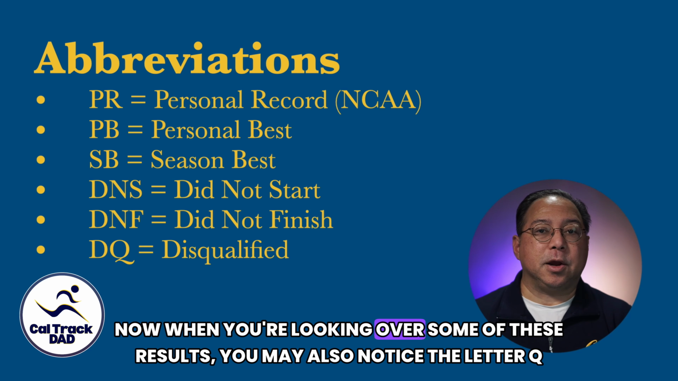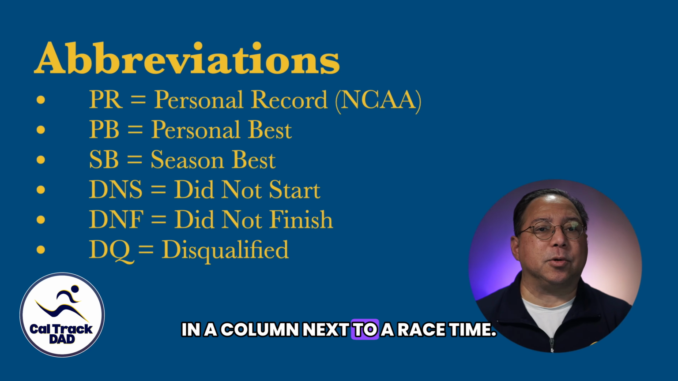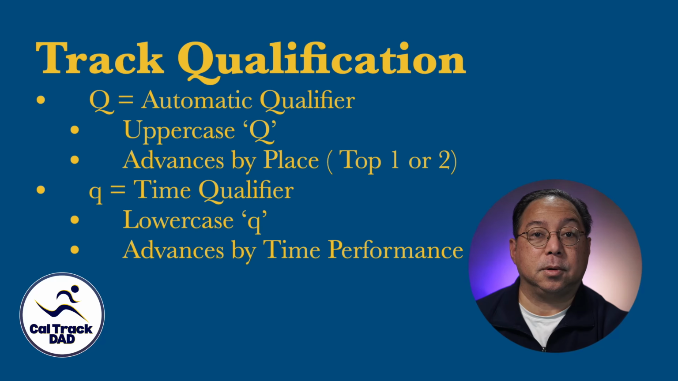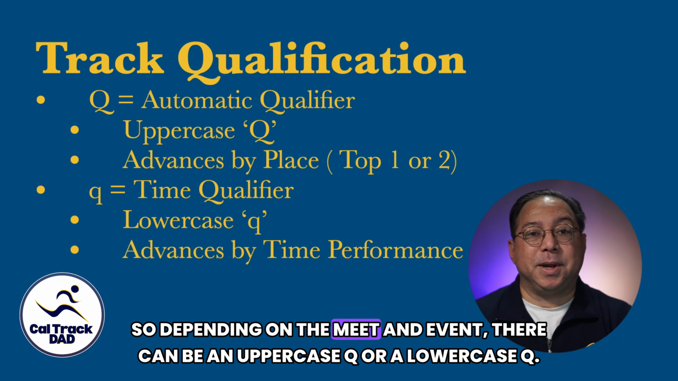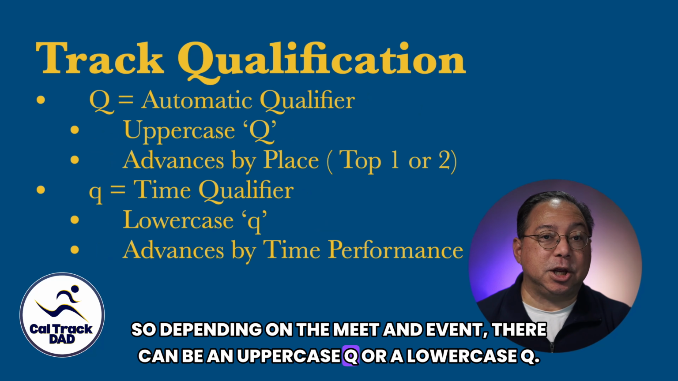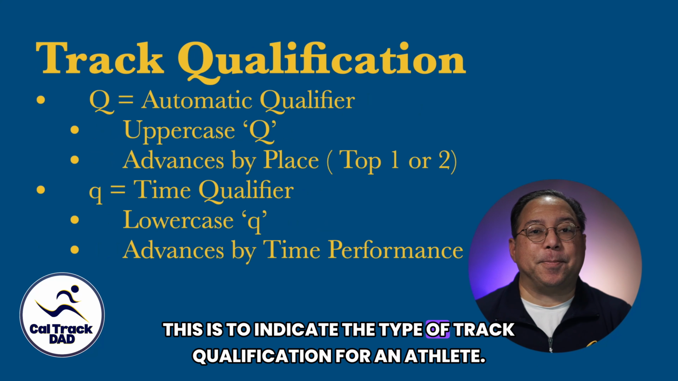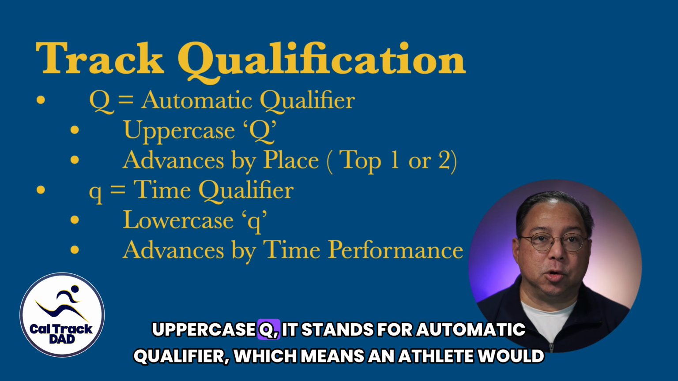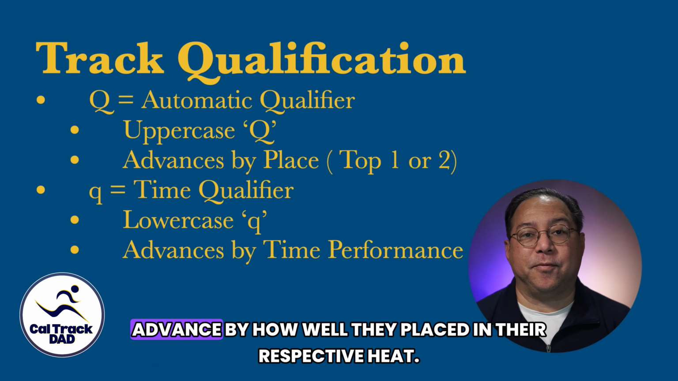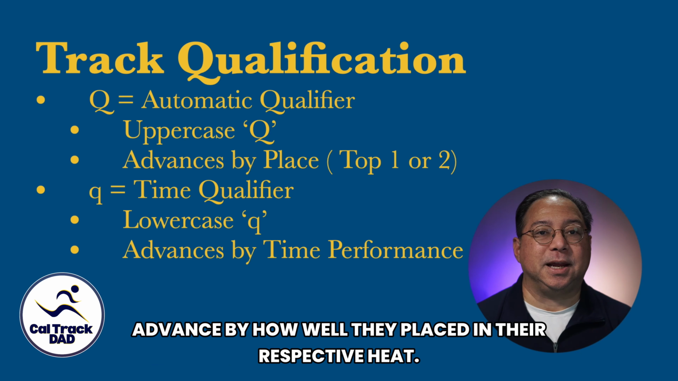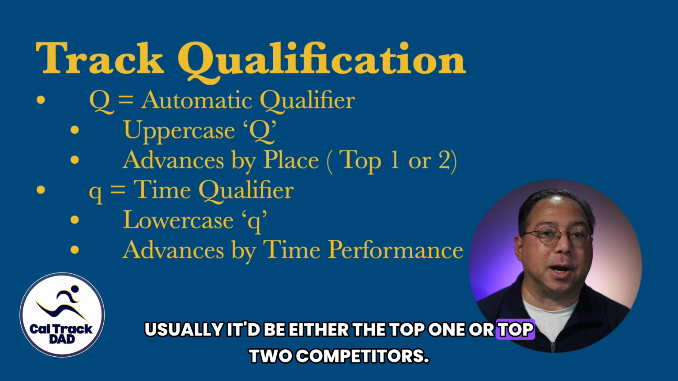Now, when you're looking over some of these results, you may also notice the letter Q in a column next to a race time. Depending on the meet and event, there can be an uppercase Q or a lowercase q. This is to indicate the type of track qualification for an athlete. If there's an uppercase Q, it stands for automatic qualifier, which means an athlete would advance by how well they placed in their respective heat. Usually it would be either the top one or top two quickest competitors.